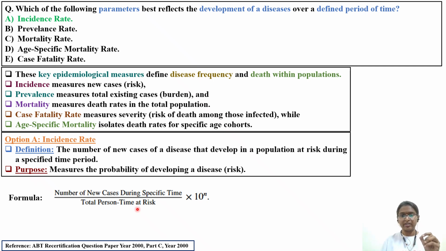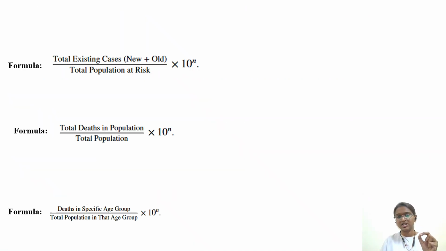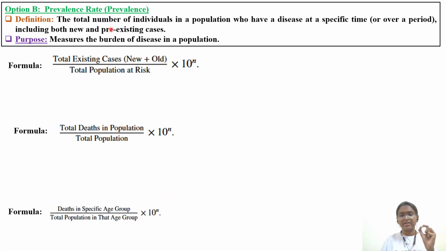At the time of risk, multiplied by 10 to the power of 9. See, you need not remember the formula. What is important is that with respect to options you have to remember, because these were asked before and this is a part of the ABT syllabus. Okay. Second option is prevalence rate.